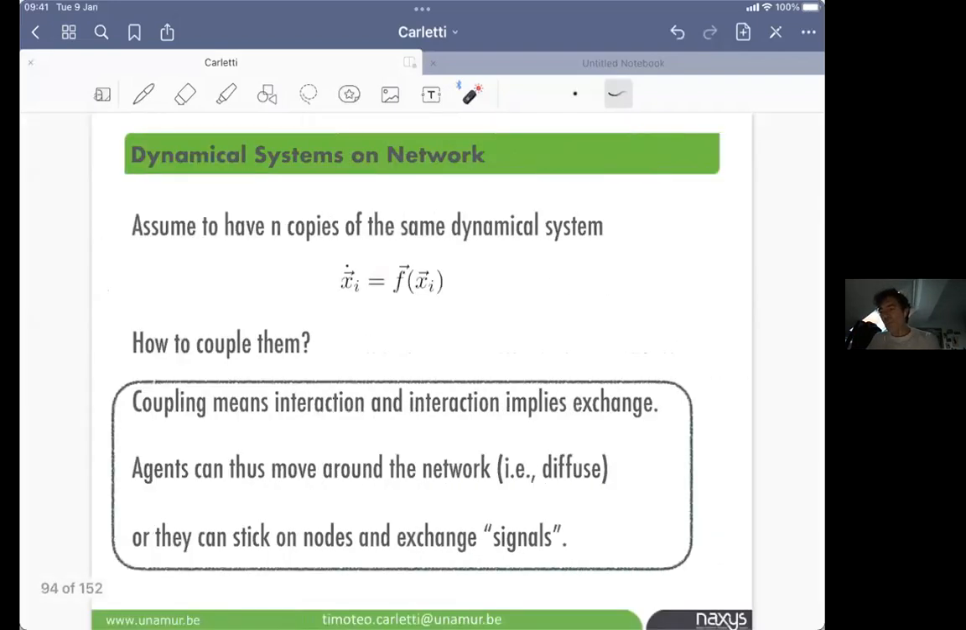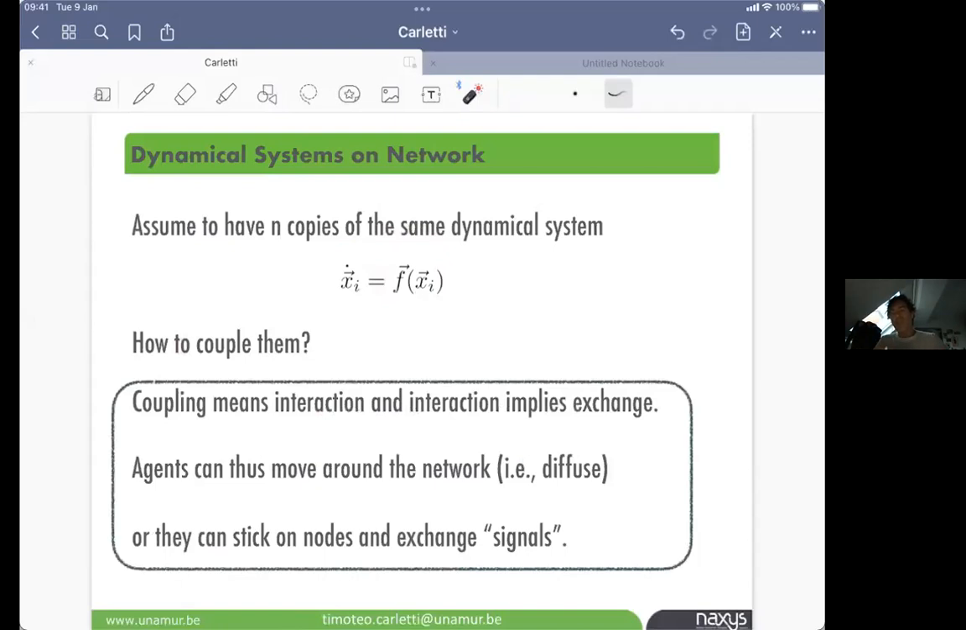Like if you want to couple, you have to choose some interaction, because coupling means interacting. Interacting means exchanging something. So here this can be again a question, not a philosophical one, but a question about modeling. If you want two things to interact, you have to exchange something. They can exchange something physically.